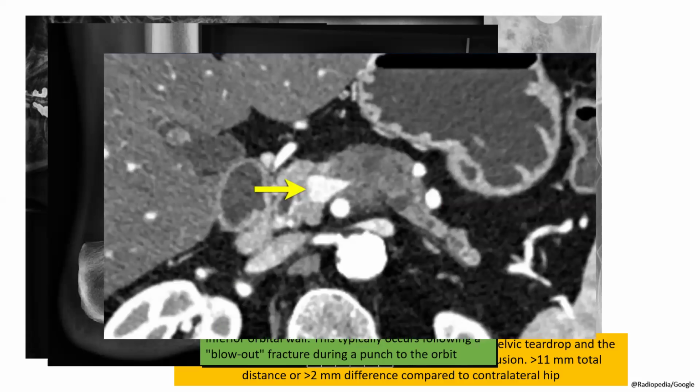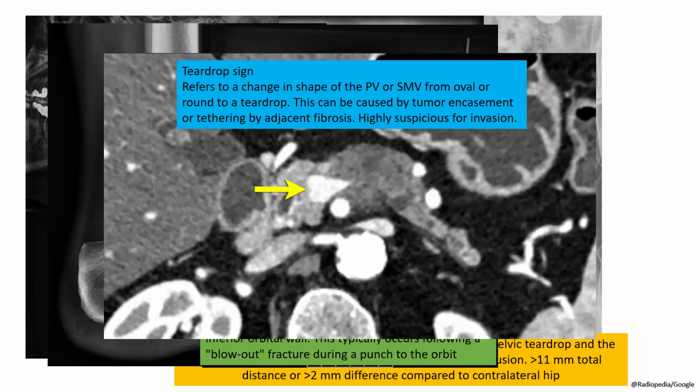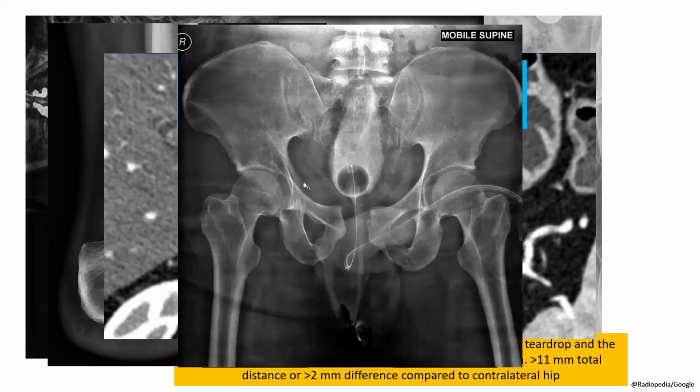What is this sign? This is the teardrop sign. It is because of change in shape of the portal vein or superior mesenteric vein, which changes its shape from oval to teardrop, and it is because of tumor encasement or tethering by adjacent fibrosis, and it is highly suspicious of invasion of the vein by the tumor. So this is another teardrop sign.